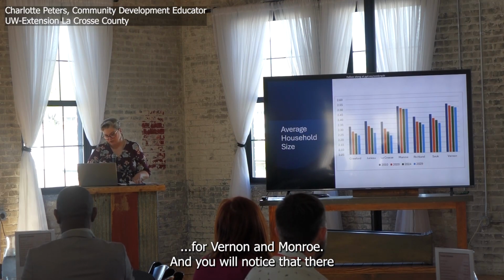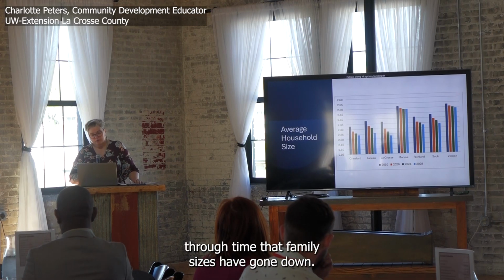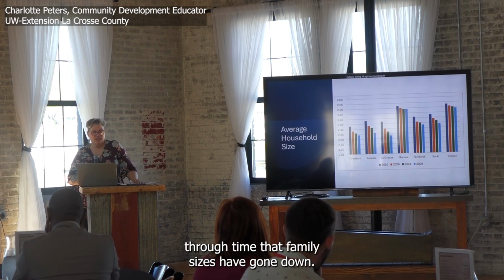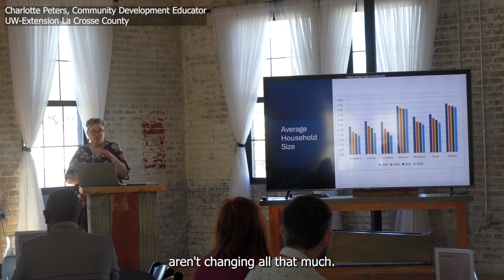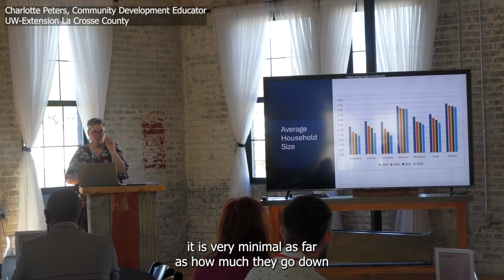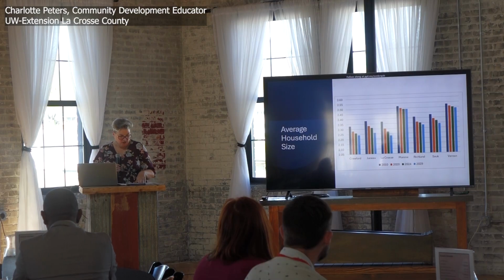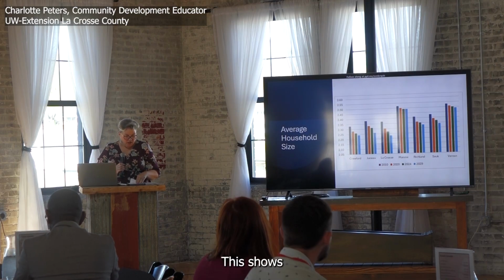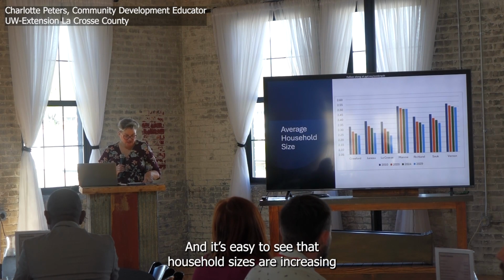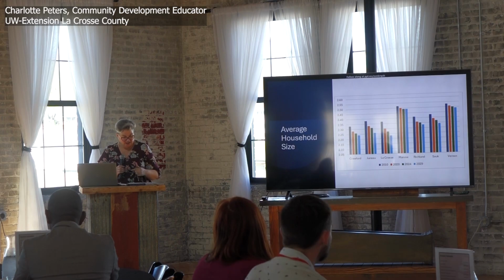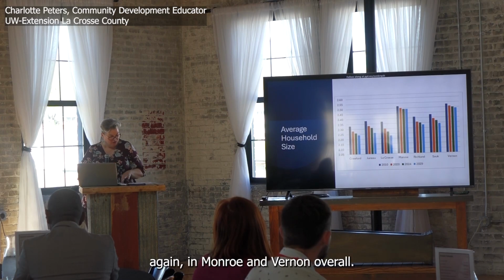And you can notice through time, while family sizes have gone down, that bright turquoise line is 2029, that's what it's predicted to be for household sizes. A lot of them aren't changing all that much. Some of them are very minimal as far as how much they go down. This shows the household sizes in a bit more detail, and though it's easy to see that household sizes are decreasing, again, Monroe and Vernon show that overall the change is minimal.